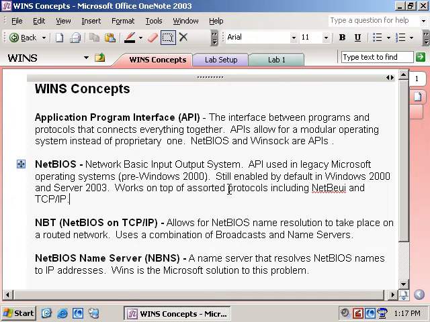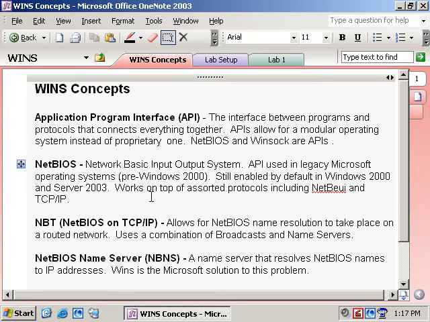So this leads to this point here. It is still enabled by default in both Windows 2000 and Server 2003. So NetBIOS is still around. It's still being used on Windows 2000 and Server 2003 networks. It's on by default. It works on top of assorted protocols as well, including NetBEUI and TCP/IP, and that's what we're going to talk about next.